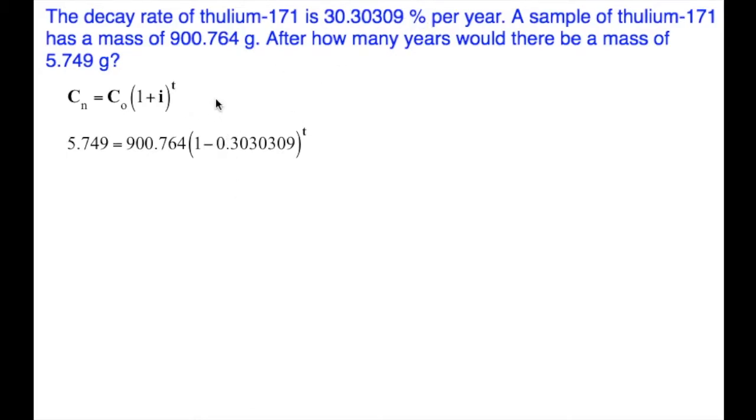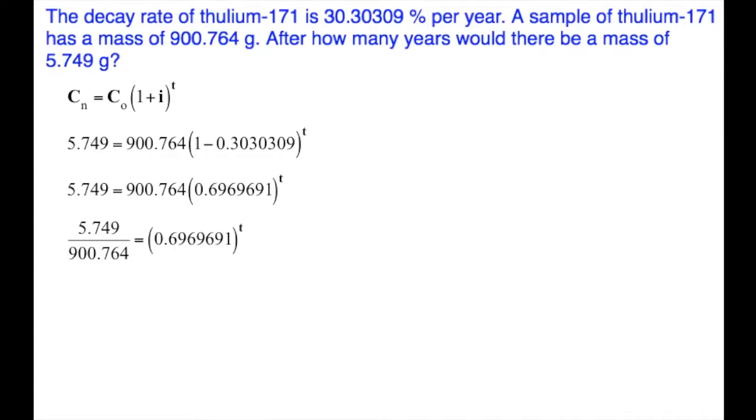We replace the r with 30.30309%. As a decimal, divide this by 100, you get 0.3030309. When we subtract that, you end up getting 0.6969691. That's all raised to the power of t. And what we're after is the t. So to get the t alone, I'm going to divide both sides by 900.764.